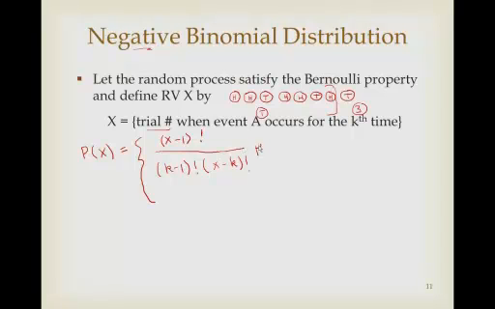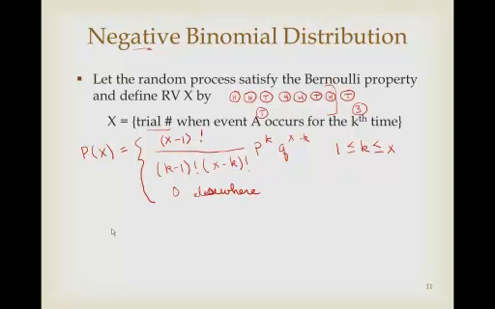p to the k and q to the x minus k, where 1 is less than or equal to k is less than or equal to x. Because if you're looking for the 3rd tail and you throw the coin 8 times, that'll work. But you can't have 9 tails and you only threw the coin 8 times. That's what this is all about. And of course 0 elsewhere.